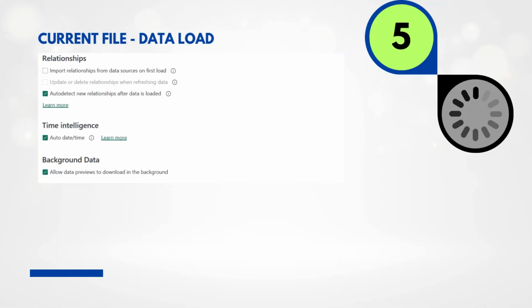Current file data load. Imagine you've just opened Power BI Desktop, ready to build a new report, and you're excited. But before you dive into visuals and data, there are a few settings hiding in the background that can completely change how your report behaves. Today, I go through 3 of them: relationships, time intelligence, and background data.